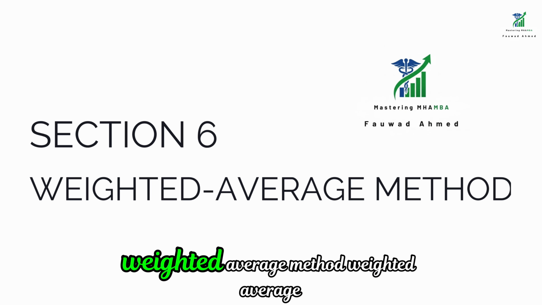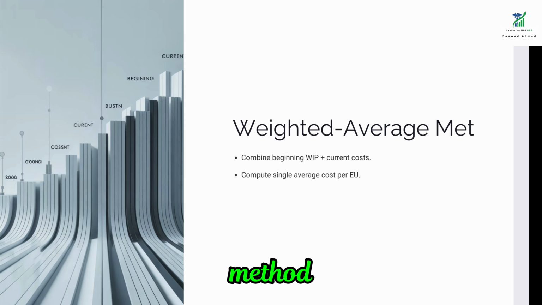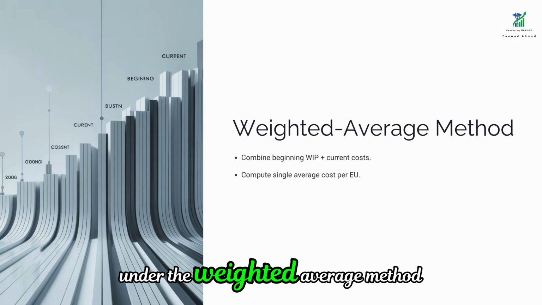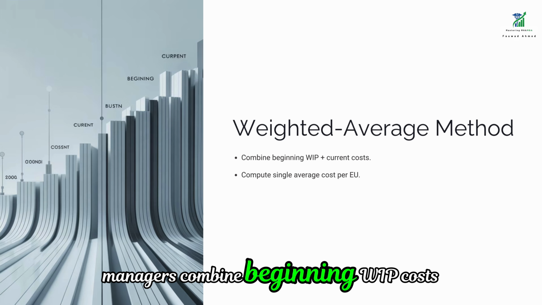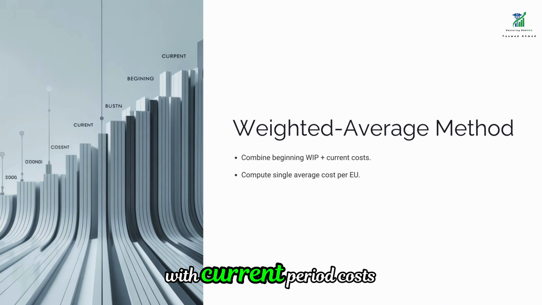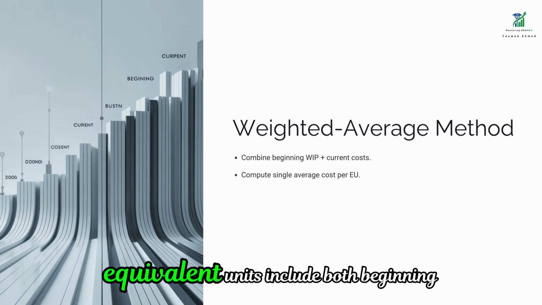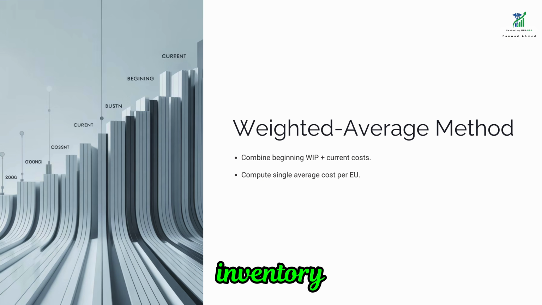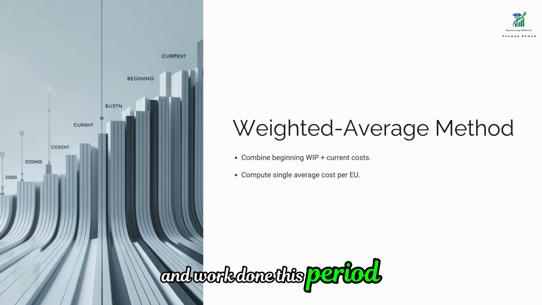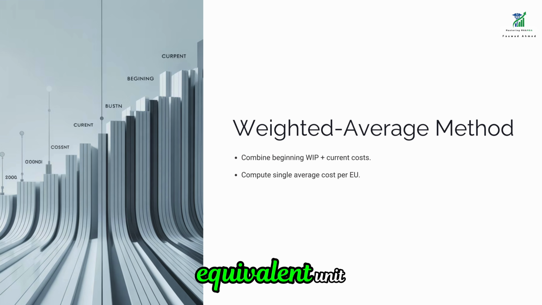Section 6. Weighted average method. Under the weighted average method, managers combine beginning WIP costs with current period costs. Equivalent units include both beginning inventory and work done this period. This method blends all costs, creating one average cost per equivalent unit.